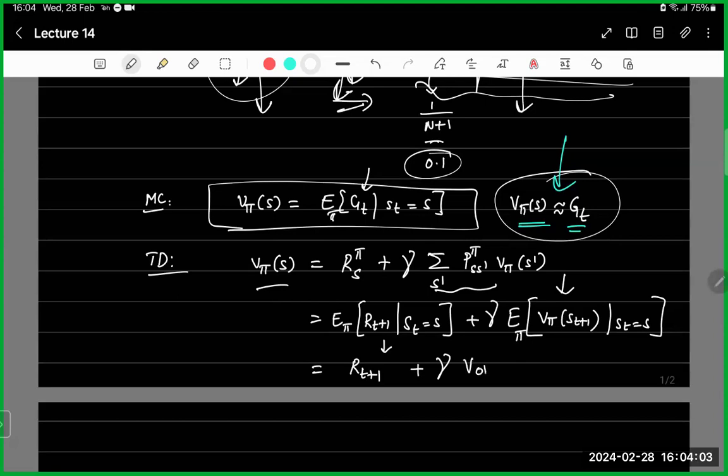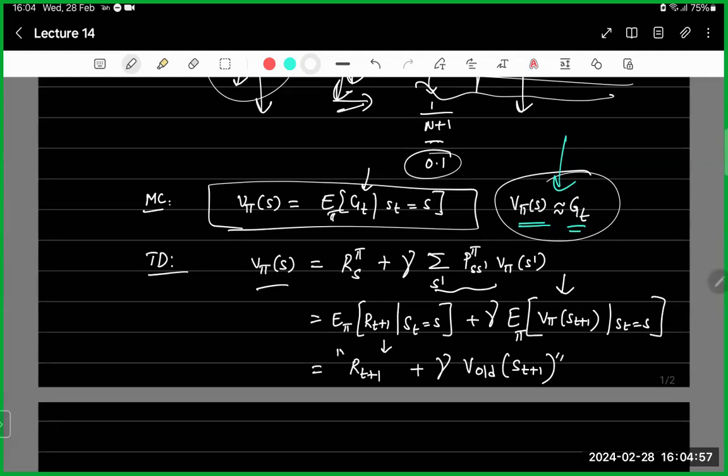Can I do this? What is V old of S T plus 1? We have received one S T plus 1 from the environment. You took action according to pi, you get a reward R T plus 1 and a new state S T plus 1. Now, what should be there in that place? The expected value of V pi of S T plus 1. V pi of S T plus 1 is the value of the state you go into. We are already maintaining value estimates. So for the S T plus 1 state, let's say S T plus 1 equals some s dash, we would already have some estimate, calculated based on whatever method we are using. So you just substitute that value here.